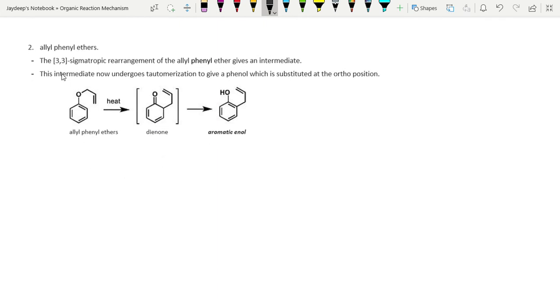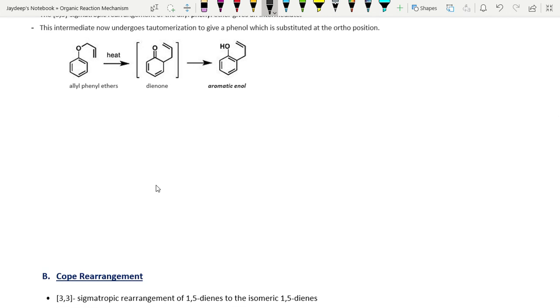Okay, now consider another example. This is the allyl phenyl ether. Again, it is a [3,3] sigmatropic rearrangement in which the allyl phenyl ether gives an intermediate which is converted into the dienone, and that dienone tautomerizes into the aromatic enol system. So consider this example. Now let us consider the mechanism.